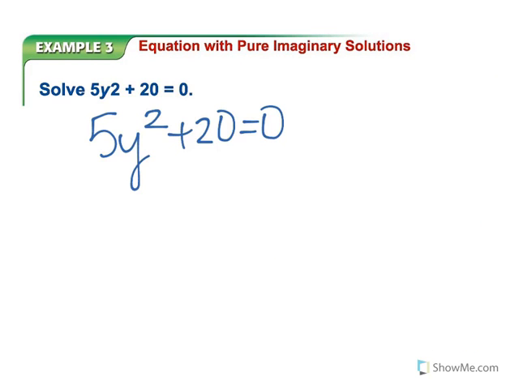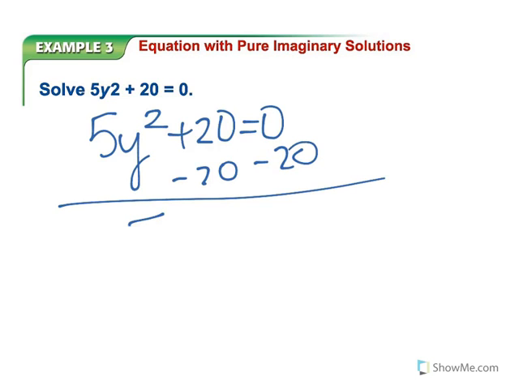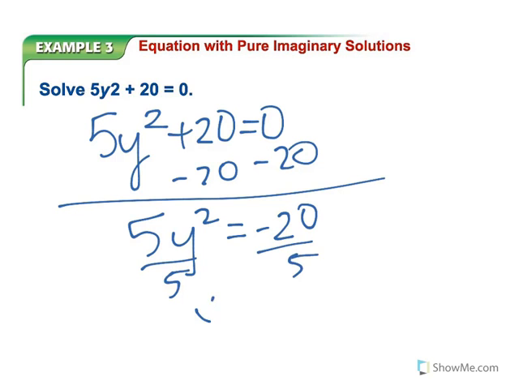For our third example, we're going to solve for y. The first thing we need to do is subtract 20 on both sides, and we get 5y squared is equal to negative 20. Next, we're going to divide by 5, and we have y squared is equal to negative 4. And the last step is to square root both sides.